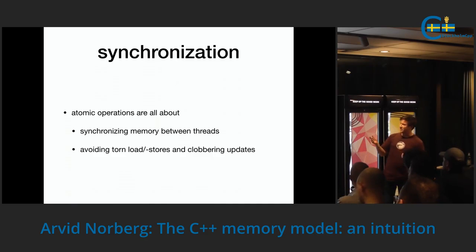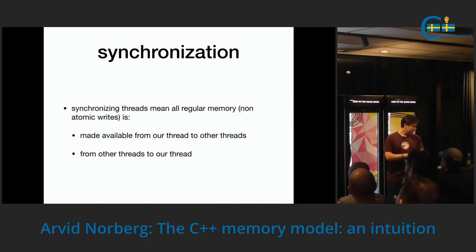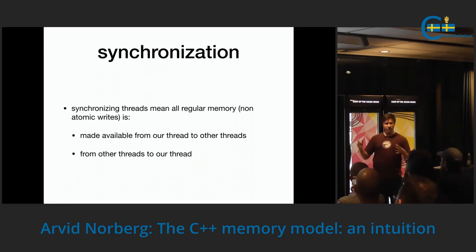In addition, they make sure that the actual reads and writes to the atomic variables are not torn and don't overwrite each other. So they are synchronized, serialized. But more importantly, it's the other memory that isn't atomic that is the most interesting thing to talk about. That's the regular memory, right? Non-atomic writes. When we use atomic variables or atomic operations, we are saying things about all of the other memory that we may have written to or may want to read from. That's what the interesting aspects are. So it's communicating with other threads.